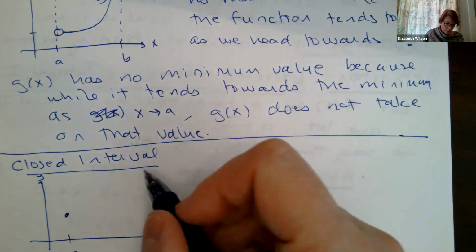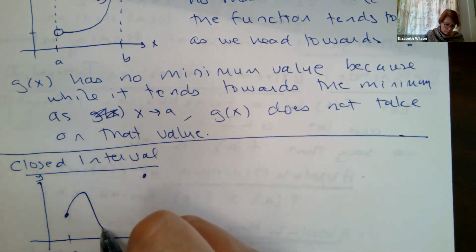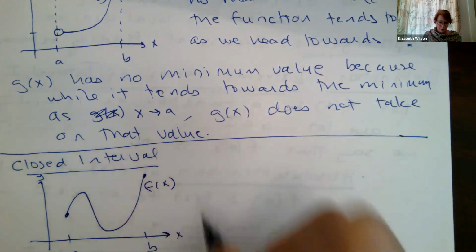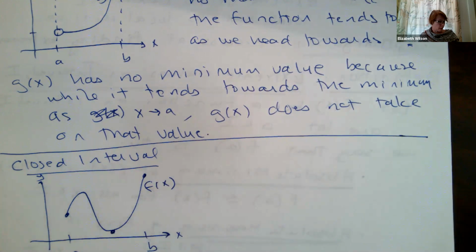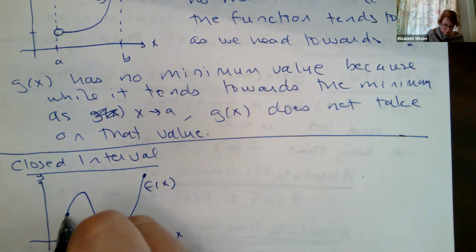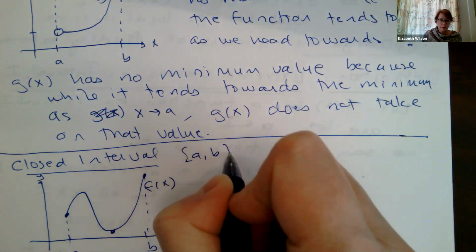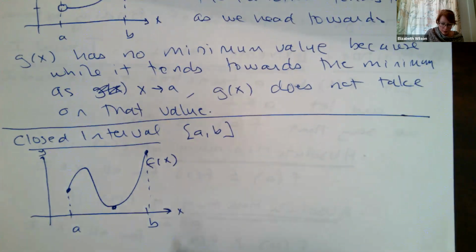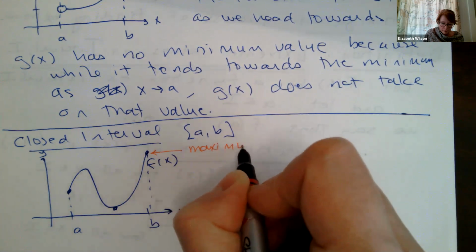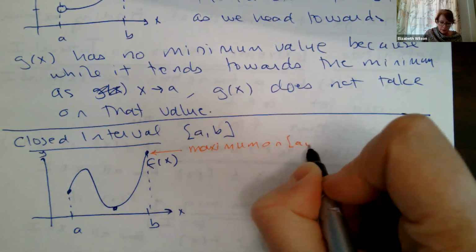My function has some value here. My function has some value there. Okay, so this is my function here. Let's say we'll call it f of x. Let's say our interval, we're going from a to b. It's a closed interval, so we're going from a to b. This value right here is our maximum along this interval, a to b. Okay, maximum on a to b.